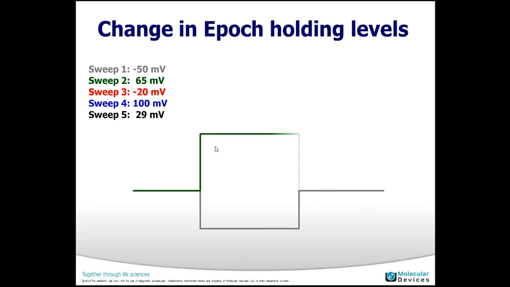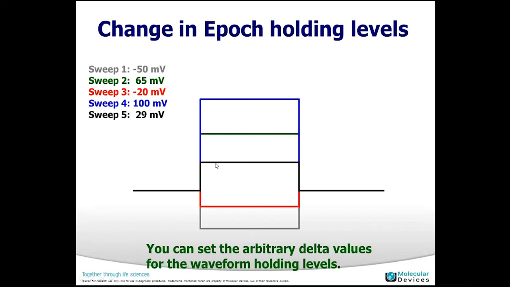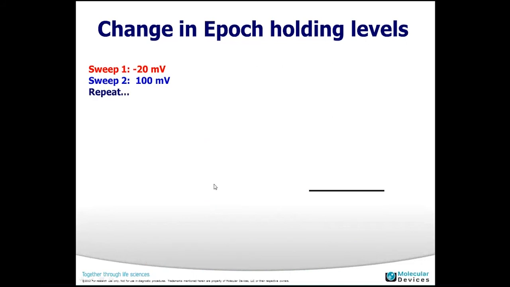Okay, the first sweep, and the second sweep, and the third sweep, and the fourth sweep, and the fifth sweep. Now, it shows you an example in which you can set arbitrary delta values for the waveform holding level. Okay. Now, we can also change the holding level and have it repeated. Okay, you can set -20 and 100 millivolts and have it repeated several times.